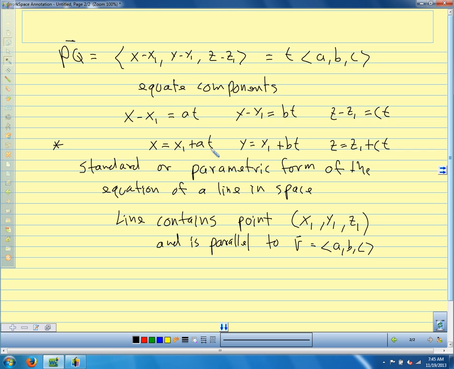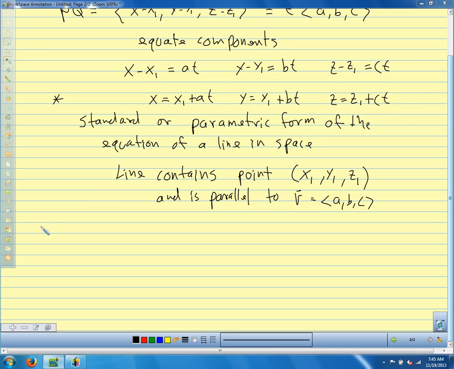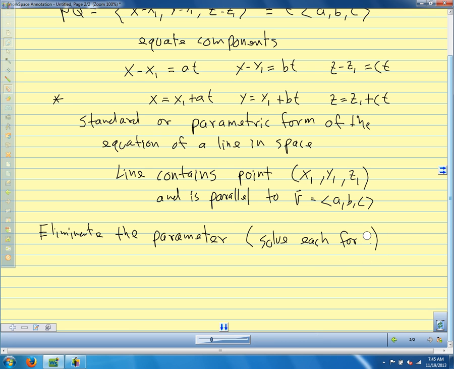So we solve each of these equations for t. So we can eliminate the parameter. And to eliminate the parameter, all we're doing is solving each equation for t. And we can write the symmetric equations for a line in space.